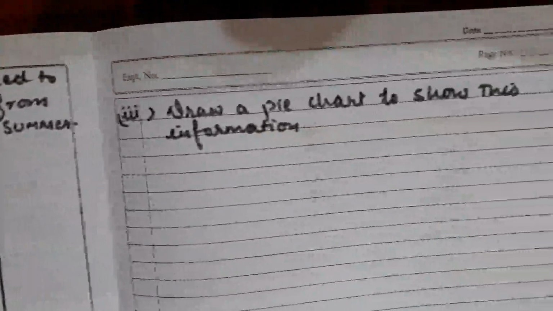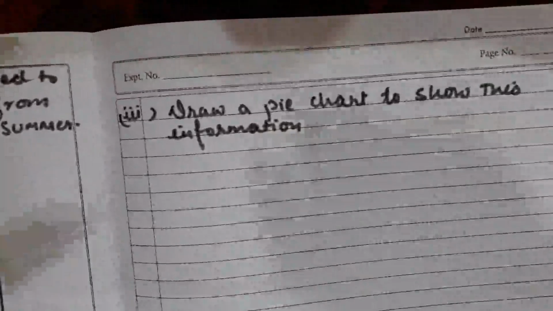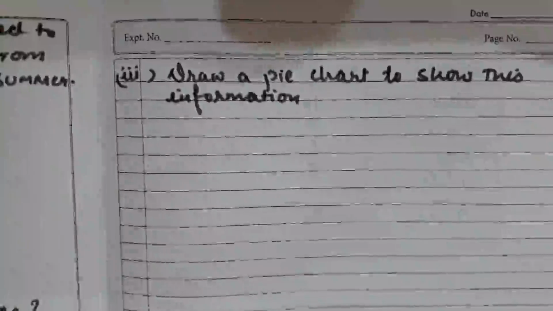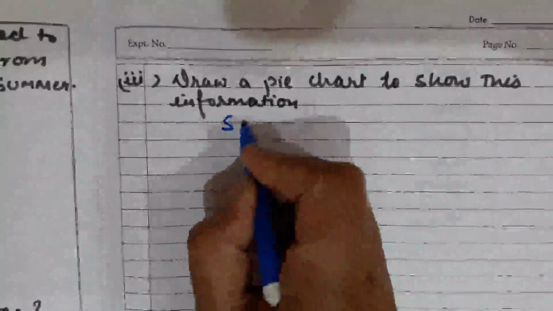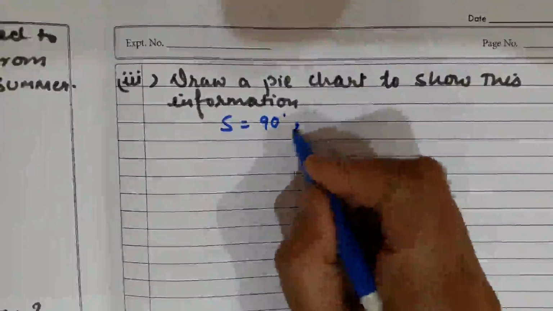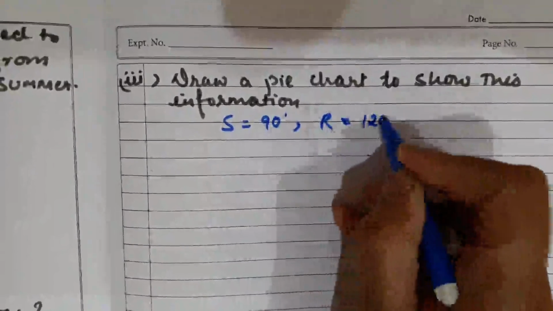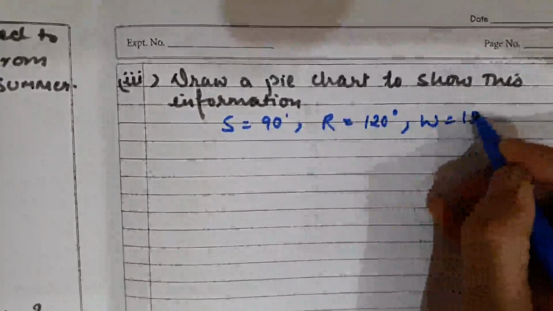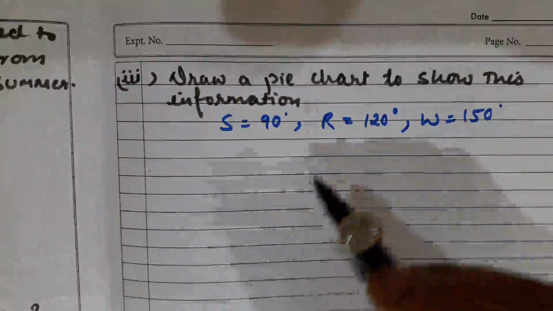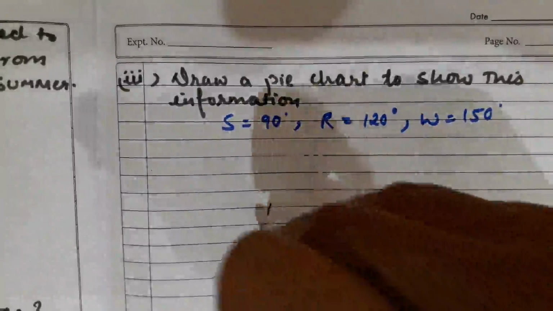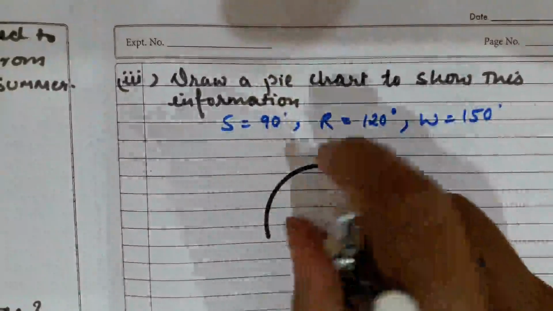See, the third part is asking: draw a pie chart to show this information. Now you have the information: summer season is equal to 90 central angle, rainy season is equal to 120 central angle, and winter season is equal to 150. Now how can you draw the central angle? Basically, let's see. You have to make a pie chart. For that you need to make a circle. With the help of a compass you can make the circle basically.